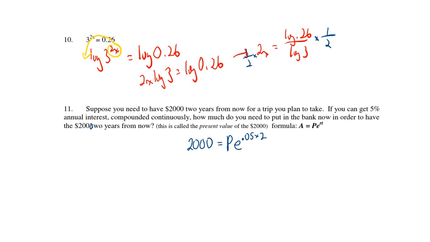Do you think you know what to do from here? Yeah. Okay, just divide both sides and then you're good. And if you get an answer that's less than $2,000 but not too much less, then you did it right. And if you don't, let me know and I'll help you some more.